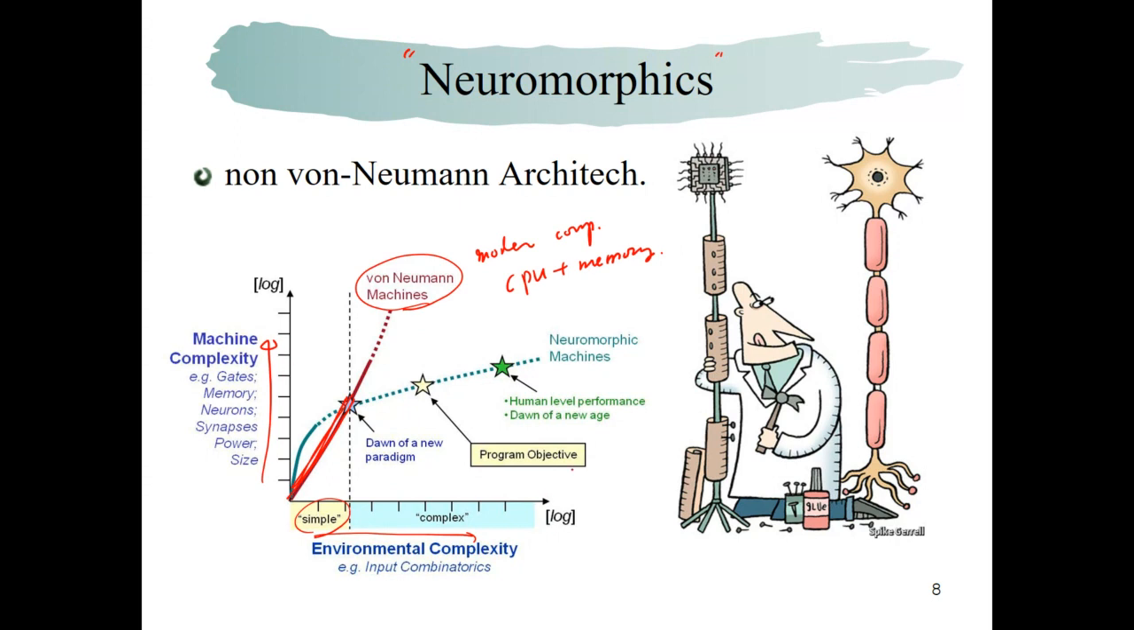But in this kind of neuron system, even for a simple task, we need a lot of machine complexity for the neuromorphic approach. But at a certain point, for the neuromorphic system, the required complexity for a complex problem is getting lower. So this graph implies we need something here, because we cannot handle the complex problems.